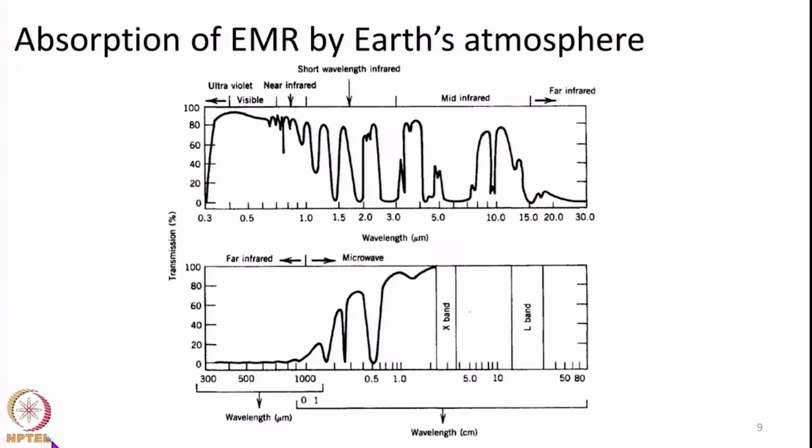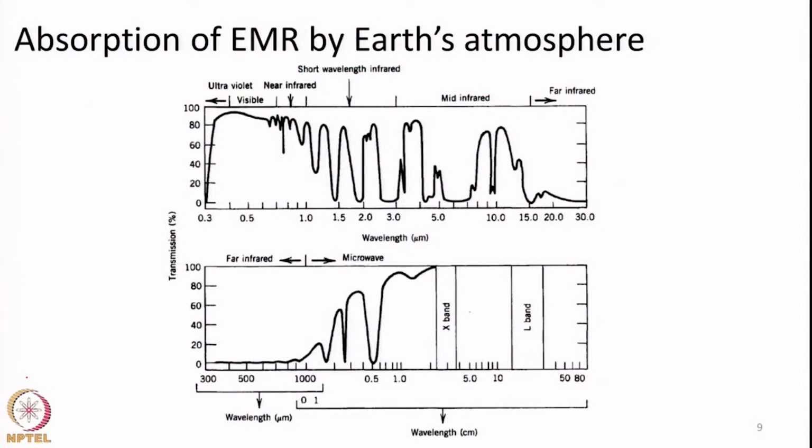As I said before, the atmosphere consists of a lot of gas molecules: O2, that is oxygen molecules, water vapor, carbon dioxide, ozone, many materials are there. Due to the presence of such materials, each of them will interact with electromagnetic radiation and absorb a certain portion of EMR. In this particular figure in the slide, I have presented how EMR is transmitted and how the transmission varies with wavelength.